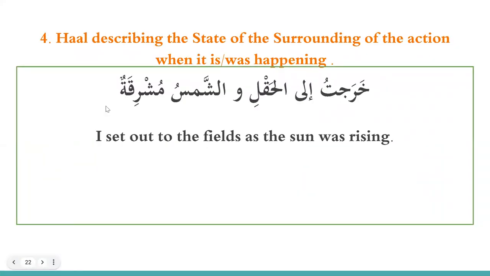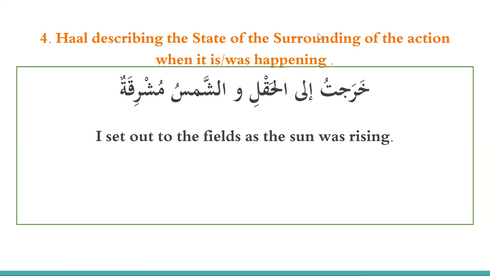Okay. Now, the fourth condition in which Haal is describing the state of the surrounding of the action. So, here, again, it is jumla failia because it is starting with a fail, kharajtu. So these are all examples of Haal in jumla failia. And this sentence is just an Arabic sentence, it's not from Quran. Kharajtu ila al-haqli wa shamsu mushriqatun. I set out to the fields as the sun was rising.